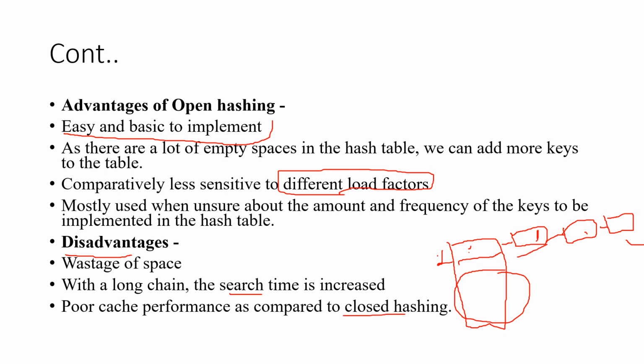That's all about separate chaining. We have seen how it is open hashing, why we say that, and why we also said there is waste of space. I have explained everything about separate chaining, including the advantages and disadvantages. Everything is this one only. There is nothing except this.